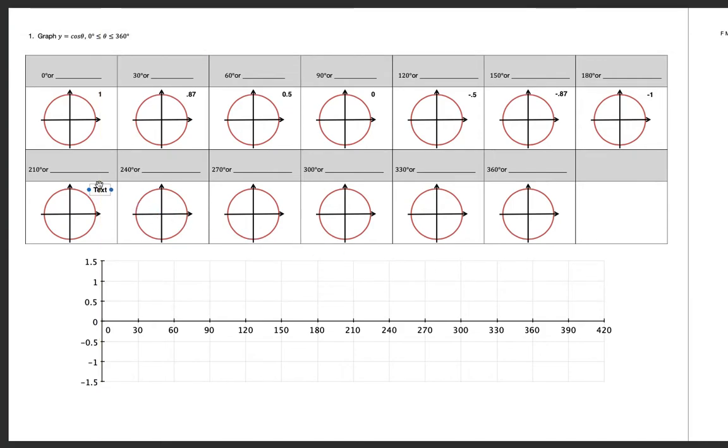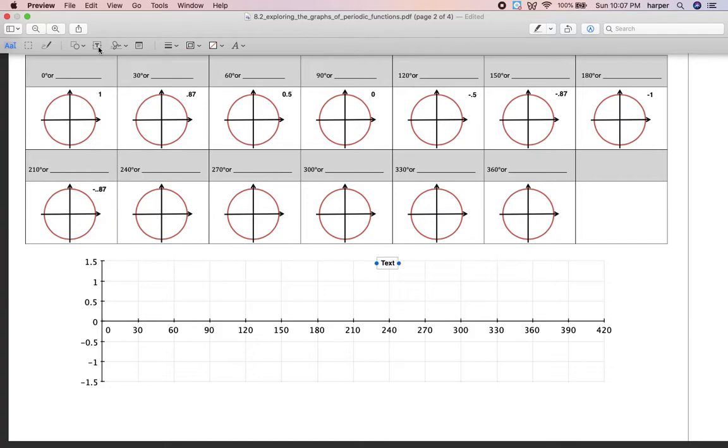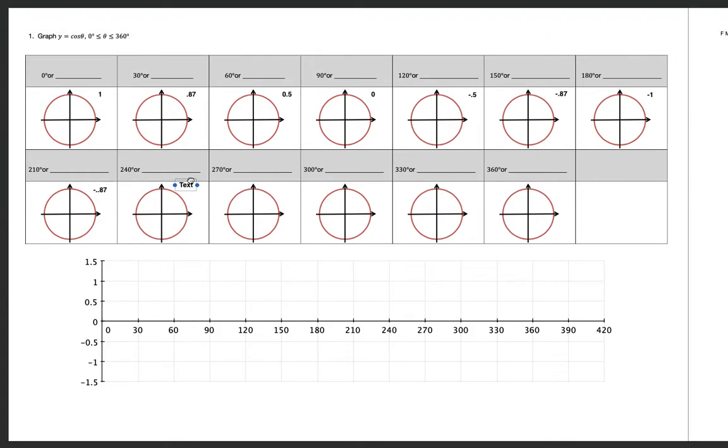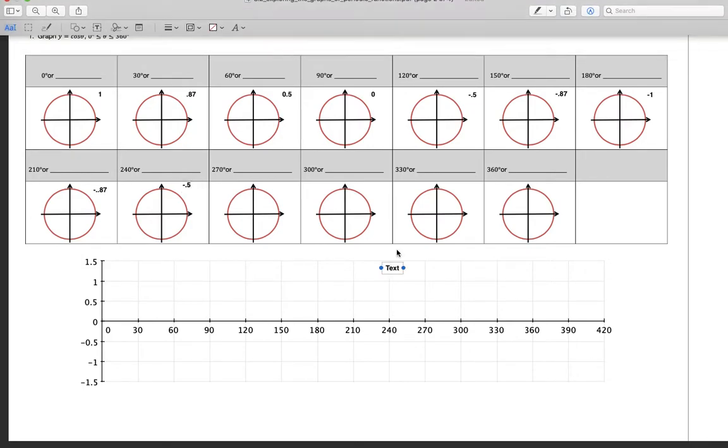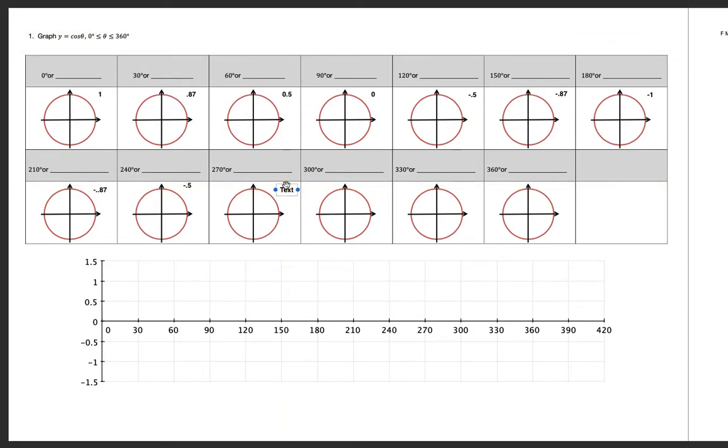Now for this one, I hope you're taking a guess. It's going to be negative point. So 210. I hope you guys all said negative 0.87. Because after 1 came 0.87. So yeah. And I hope for this one, you guys all say negative 0.5.